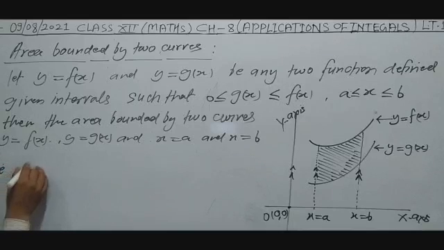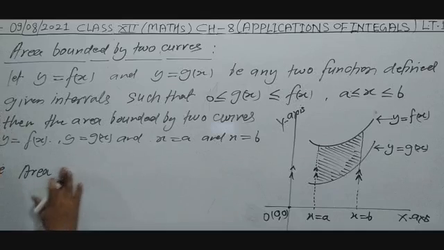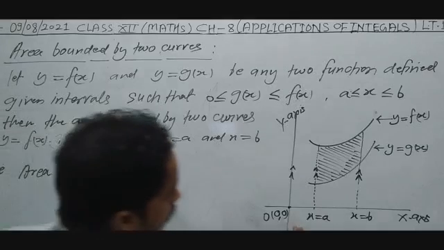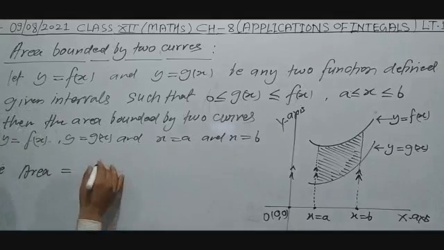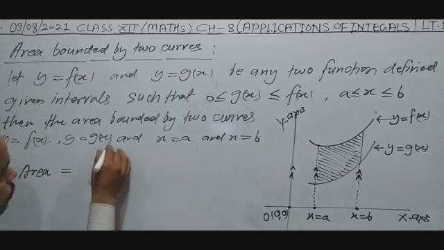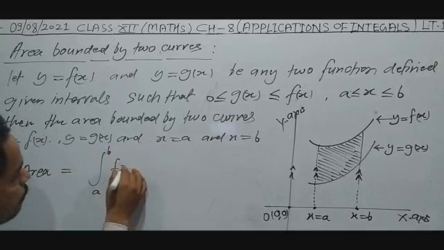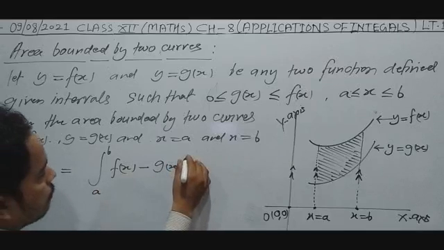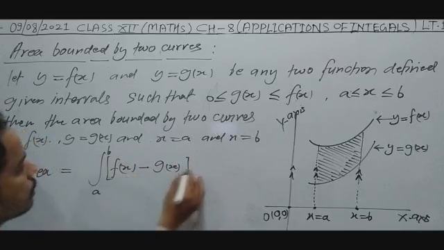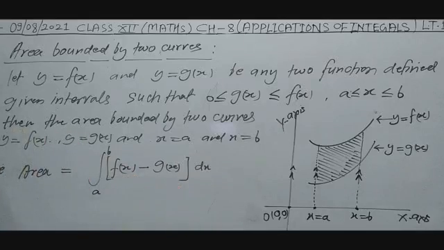that is, area is equal to, what we can write from this figure, we have to calculate the area from x is equal to a to x is equal to b. So from a to b, upper function f(x) minus lower function g(x), square bracket dx. This is the area bounded by two curves.